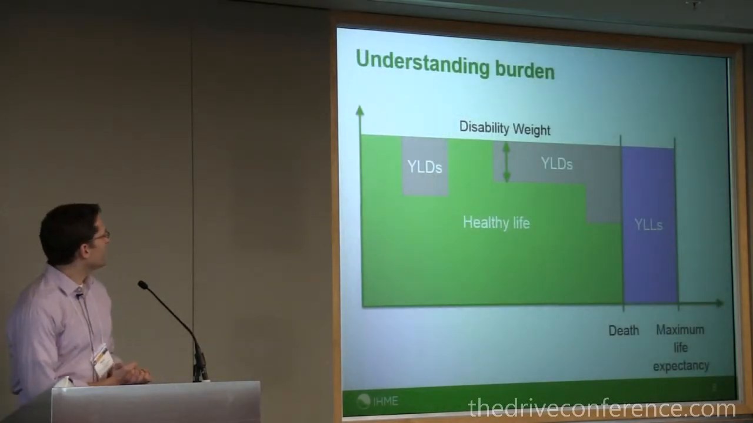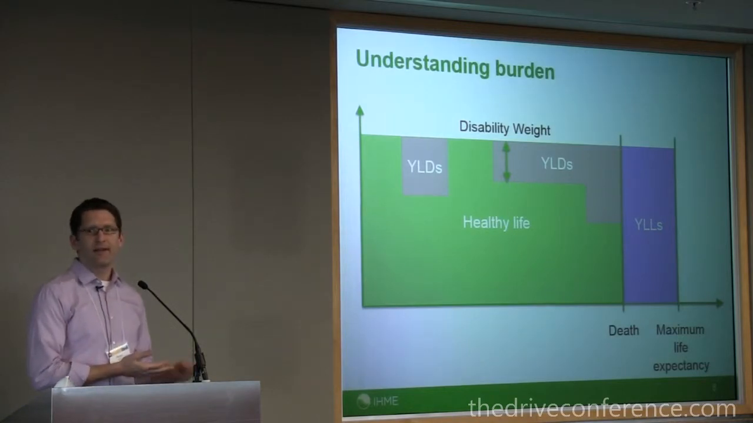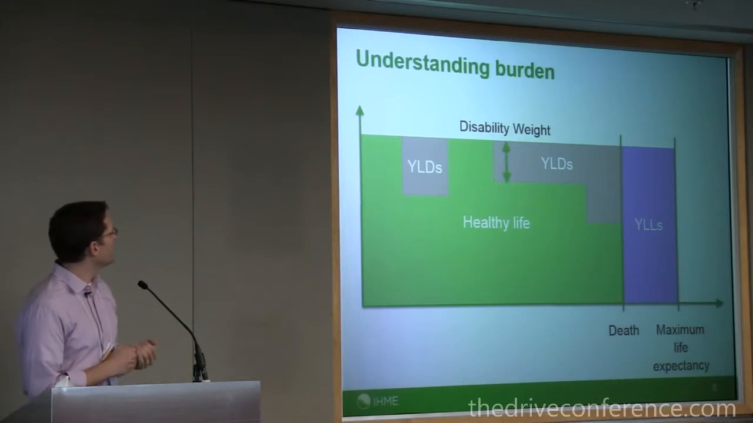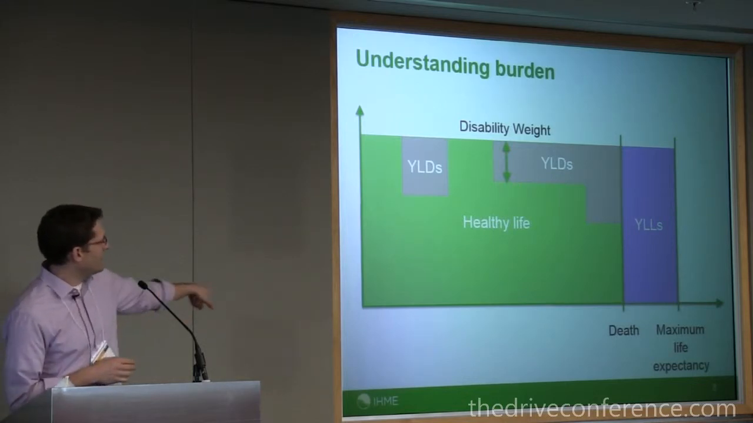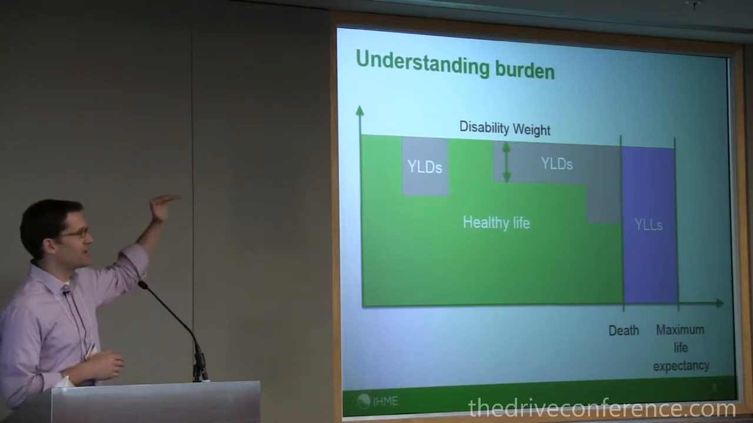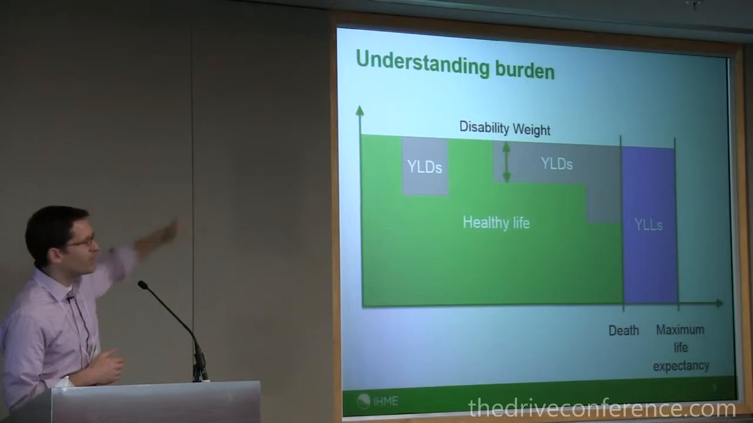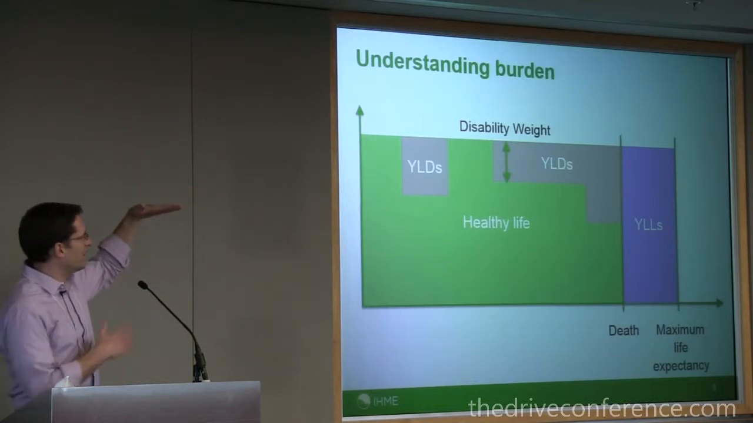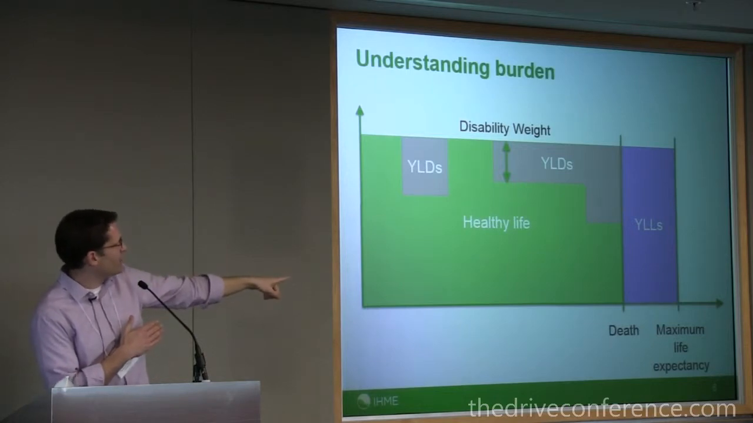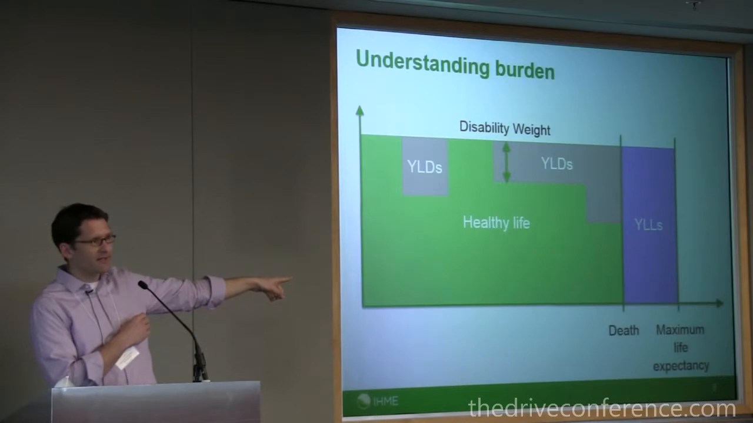Understanding burden. I explained briefly what deaths, DALYs, and so on are, but I thought showing a little chart of how those things relate and how we measure might help. On the x-axis, you see development over time. On the y-axis, you see basically the health state. The top of the green box would be completely healthy, 100%, and the beginning of the box would be birth. Then you see a line for death and a line for maximum life expectancy.